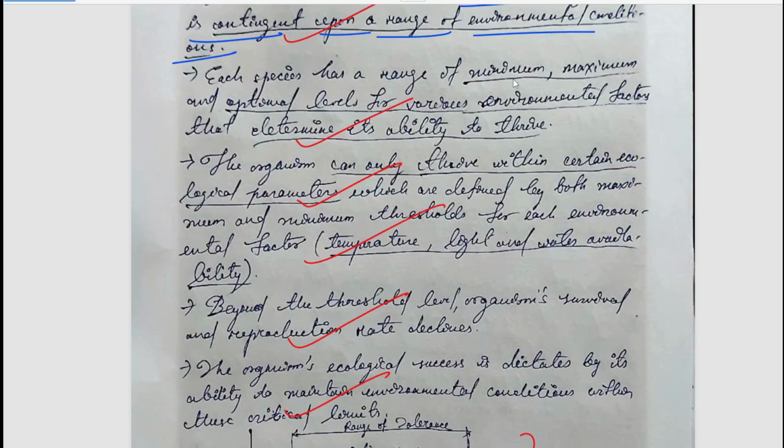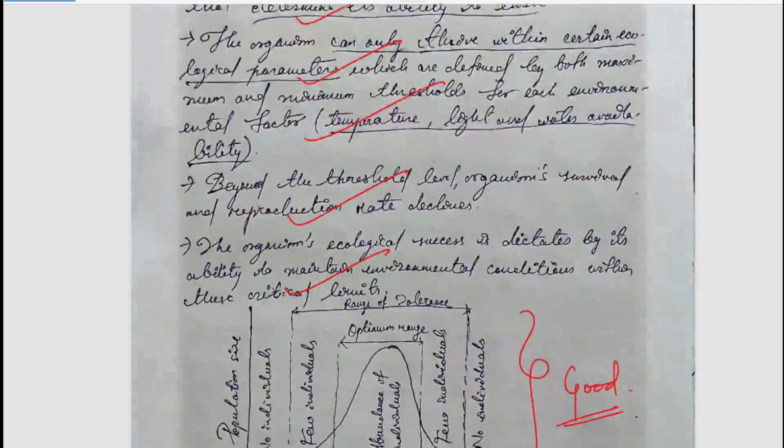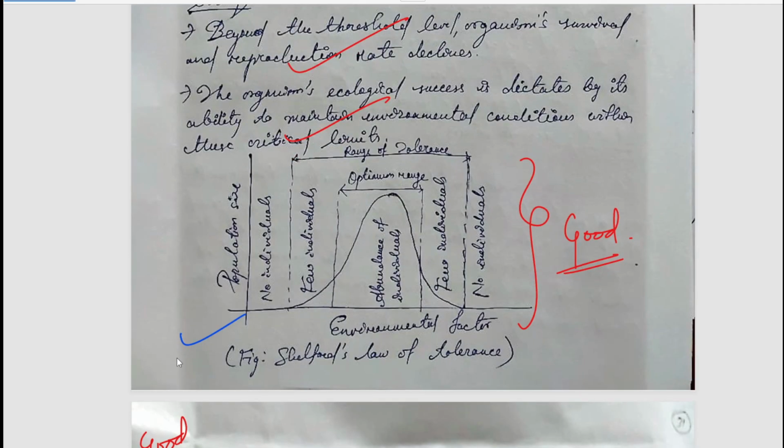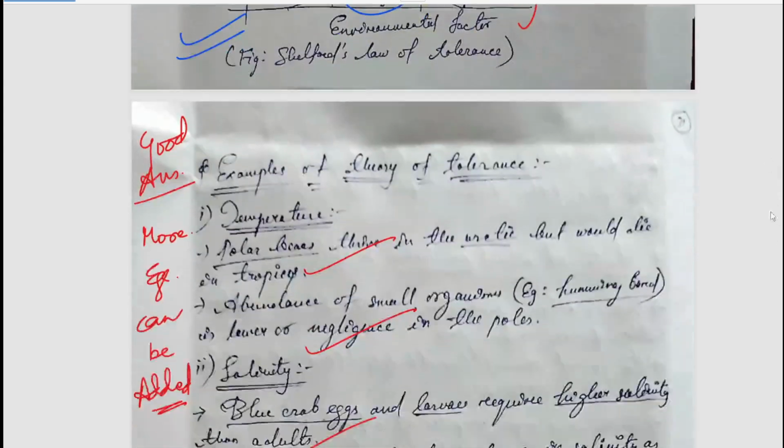So it has been mentioned that there is a minimum, maximum, and optimal level of various environmental factors. You can see a very well-drawn diagram here. Optimum range, minimum range, everything has been highlighted. You can simply pause and see this is the optimum range, with an abundance of individuals. As the range of tolerance expands, the individual population decreases, and at last you will see no individuals present in extreme environments. So this is what the theory of tolerance is.